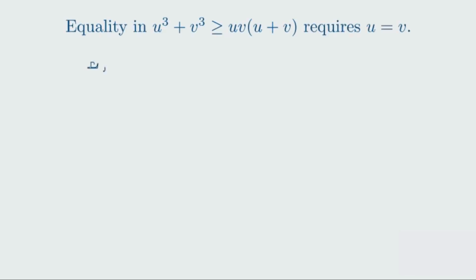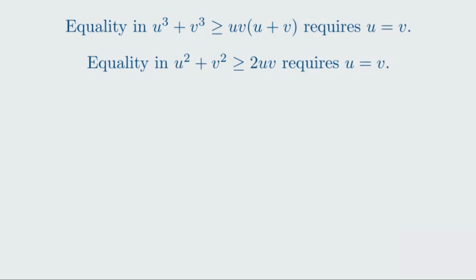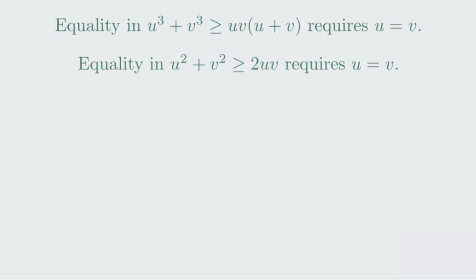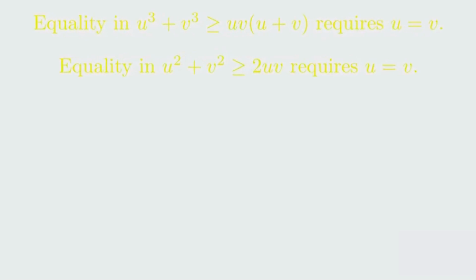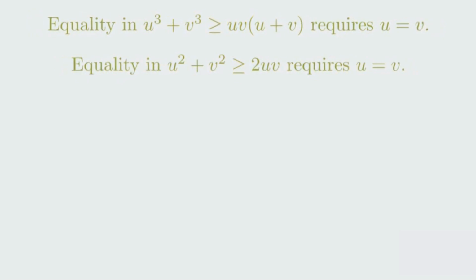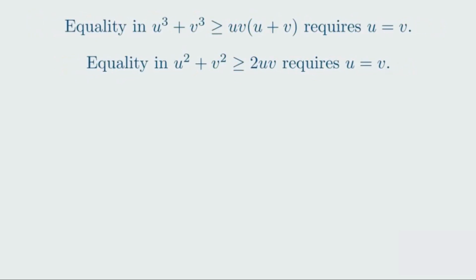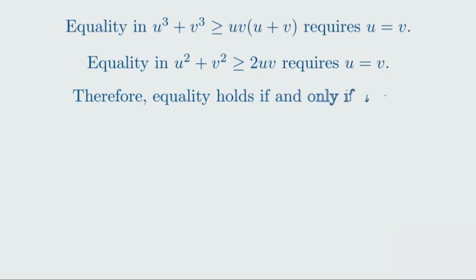We established that the equality u cubed plus v cubed equals uv times (u plus v) is true if and only if u equals v. We also established that the equality u squared plus v squared equals 2uv is true if and only if u equals v. Since our overall equation was the sum of these two inequalities, the only way the total sum can be an equality is if each individual component is an equality. This means that both conditions must be met at the same time. Therefore, the only possible solution is the one where u is equal to v.